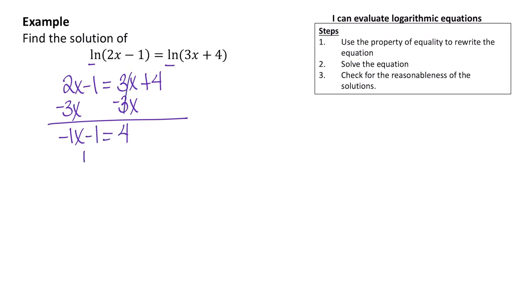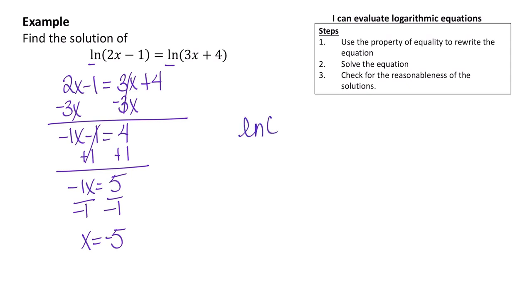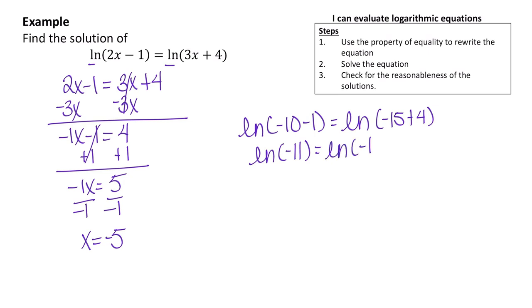So now what we do is we're going to add 1 to both sides. And when we do that, we get negative 1x equals 5. Now to solve for x, we're going to go ahead and divide both sides by negative 1. And so that gives us x equals negative 5. We want to check if this is a reasonable solution by plugging back into our original equation. So we have the natural log of 2 times negative 5, which is negative 10, minus 1, equals the natural log of 3 times negative 5, which is negative 15, plus 4. So that says that we have the natural log of negative 11 equals the natural log of negative 11.